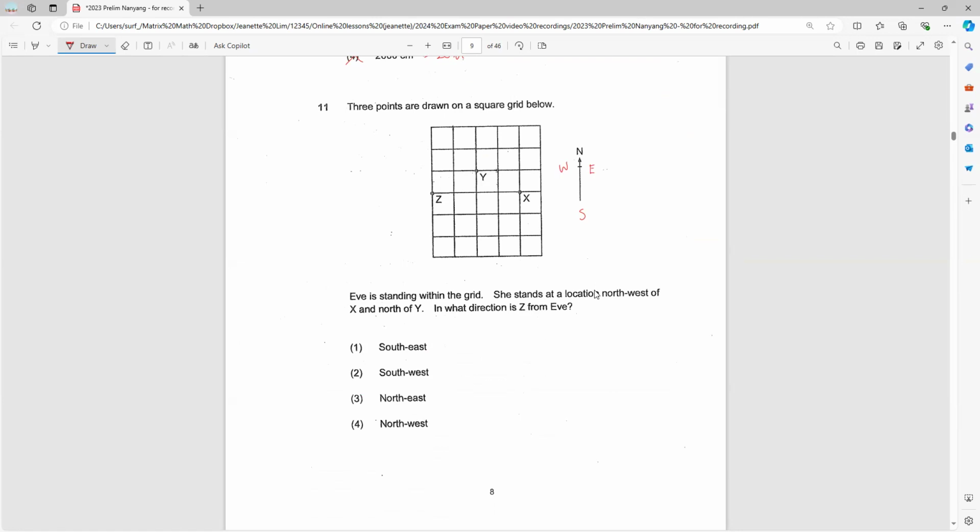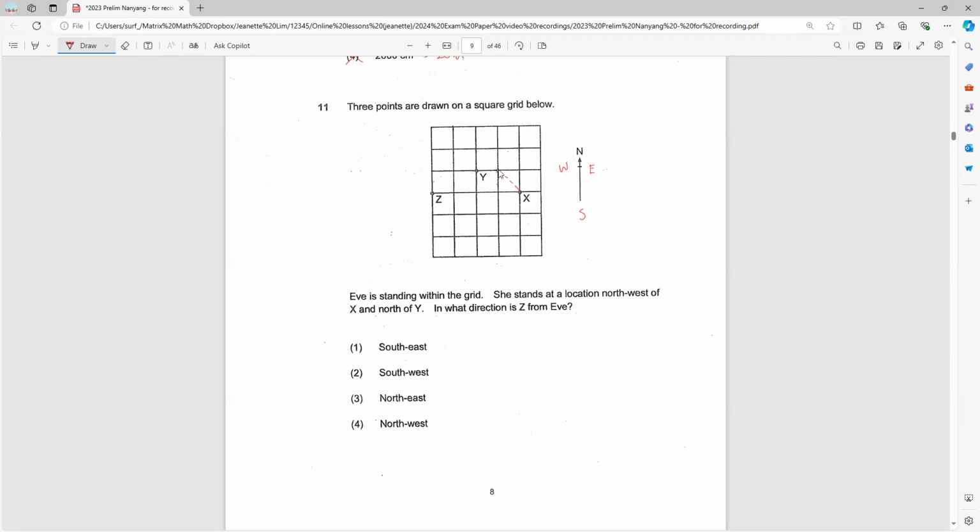Northwest of X. Northwest is this direction. And by the way, northwest, you have to cut through the grid diagonally. You have to touch the corner of the square. You can't touch the middle of it or go to Y. You have to cut 45 degrees. Northwest must be 45 degrees here.